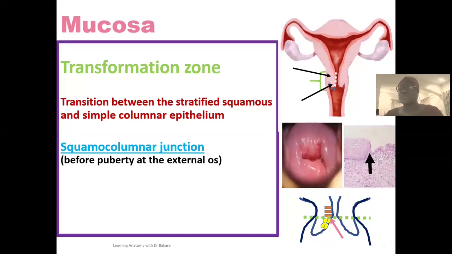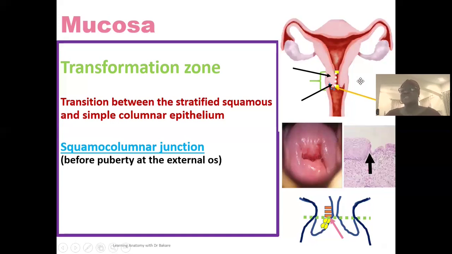This squamocolumnar junction is usually seen before puberty at the level of the external os. If you take a look at this upper image, this is where we have the transformation zone, harrowed in yellow. And this zone is seen to tally with the level where we have the external os. This is where we have the external os, and this is where we have the internal os.